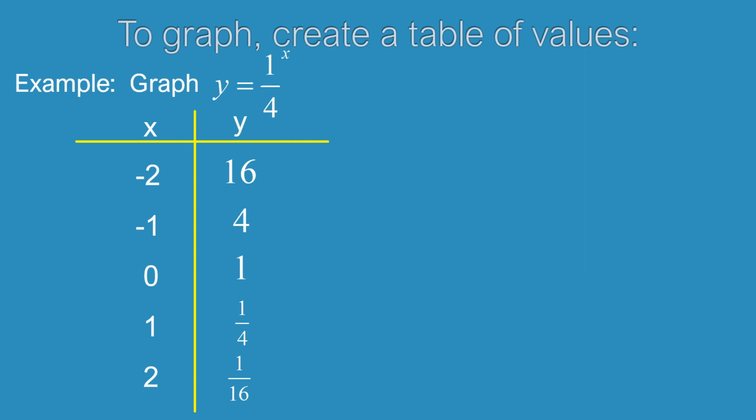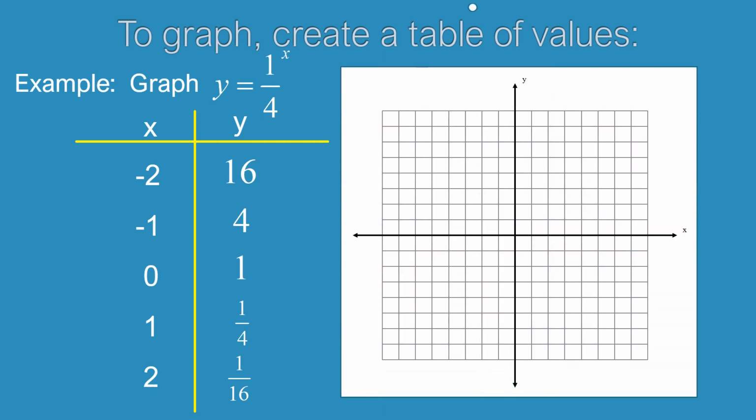So now this would be the same exact graph, except it would be flipped the other way. Now at negative 2, I'm going to have this number 16 way up here somewhere. And then at negative 1, I have 4, and then 0 is 1, then 1/4, and 1/16, and then I'm going to graph that.